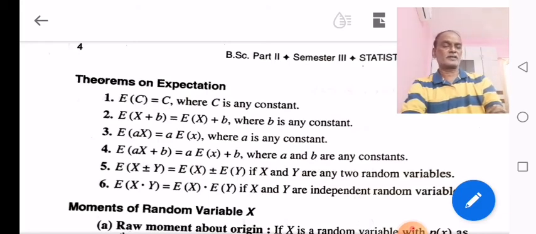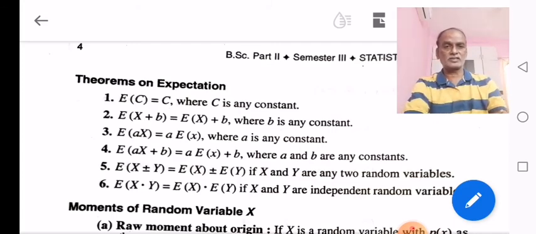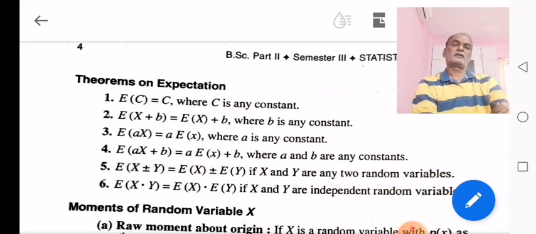So the expectation of aX is equal to a times the expected value of X. Now the fourth property: we are taking the effect of change of origin and scale simultaneously. Expected value of aX plus b is a times the expected value of X plus b, where a and b are any constants. That means the expectation of a random variable is affected by change of origin as well as change of scale.